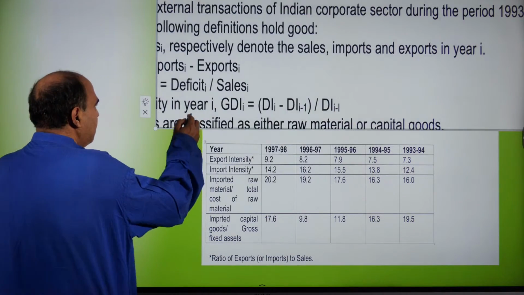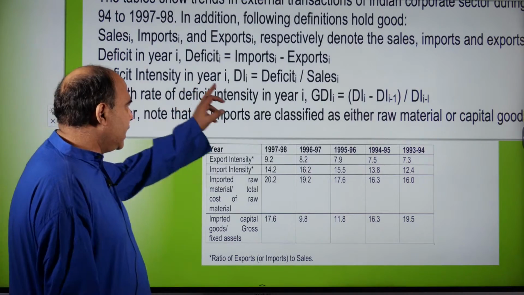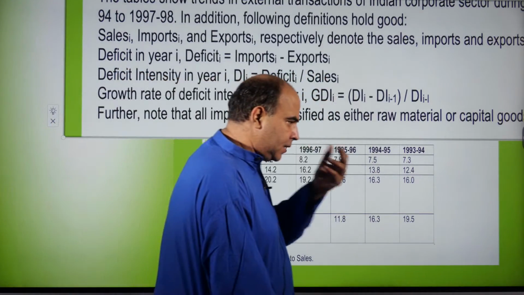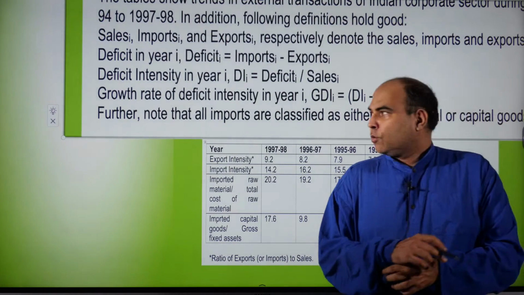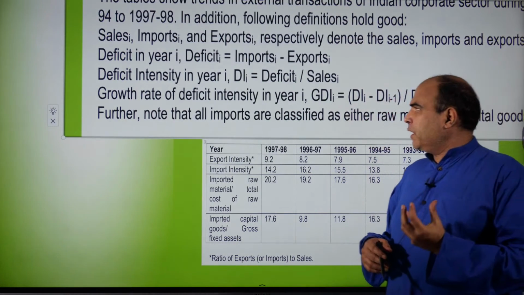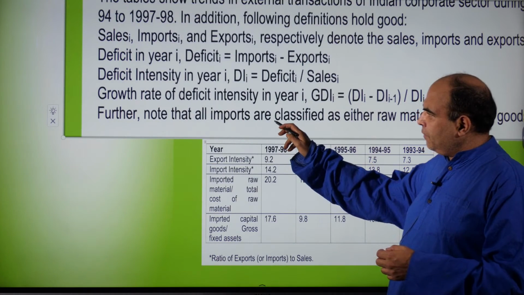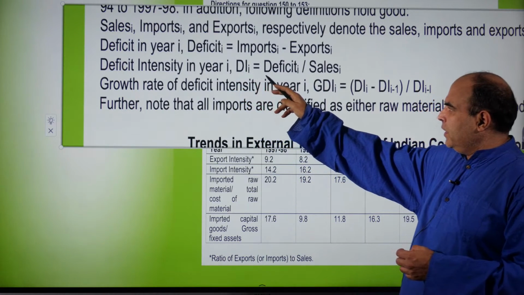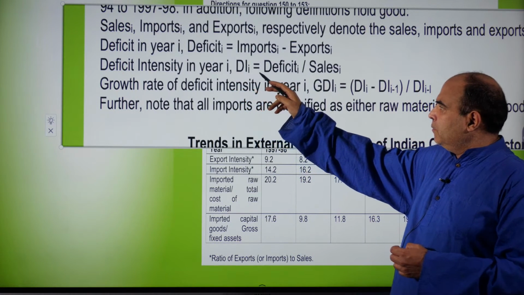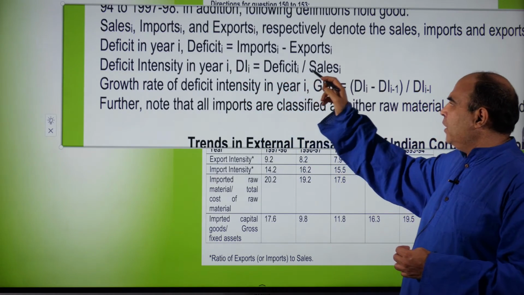Next it says deficit in year I. Deficit I is imports I minus exports I. This is a commonsensical formula. Even if you don't know too much economics, you should be able to understand this. Then they have defined a new variable: deficit intensity in year I, DII. Please understand this is different from deficit in year I. DII is deficit I upon sales I.